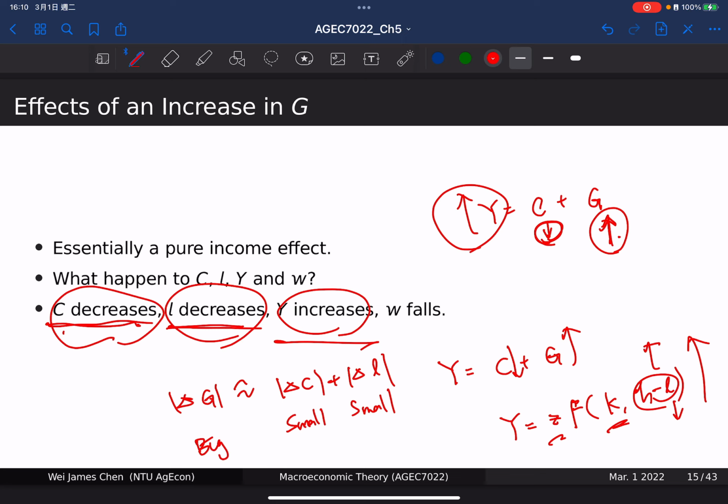And wage must fall, but this one is pretty clear because this person must sacrifice leisure right now, right? Leisure decreases, and when leisure decreases, it means the labor supply goes up. But for the firm to demand that much labor, with the market still in equilibrium, it must be that the wage rate goes down so that the firm wants to demand that much labor. So the wage must fall.